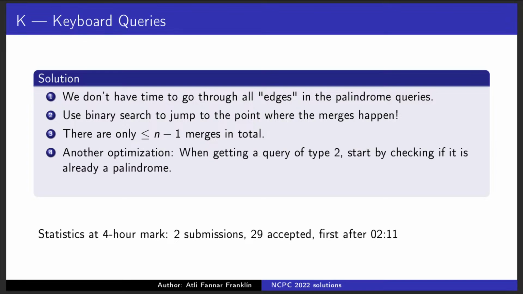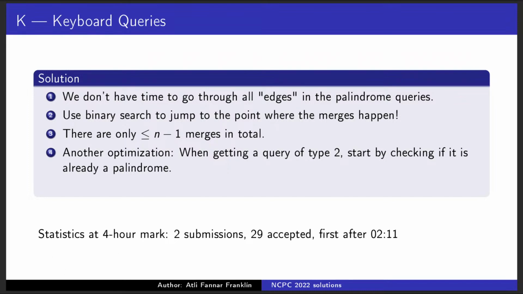So yeah, and then you might get time limit or not, I don't know, but there are some optimizations. When we get a query of type 2, I think I meant type 1 here, but when you get a palindrome query, you can start by checking if it's already a palindrome, and then you don't have to do anything. This will save you a log factor somewhere, or maybe a factor 2 since Q is big but N is small. This is quite useful to do.